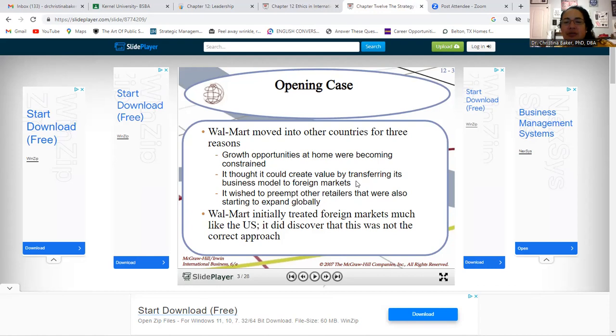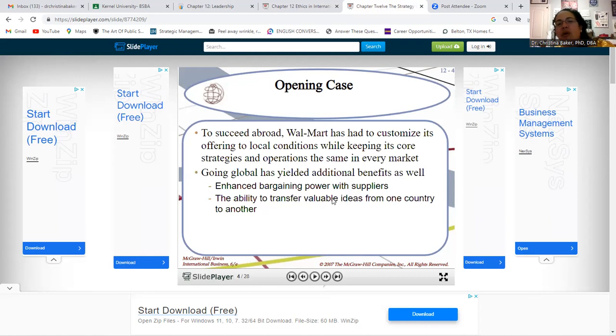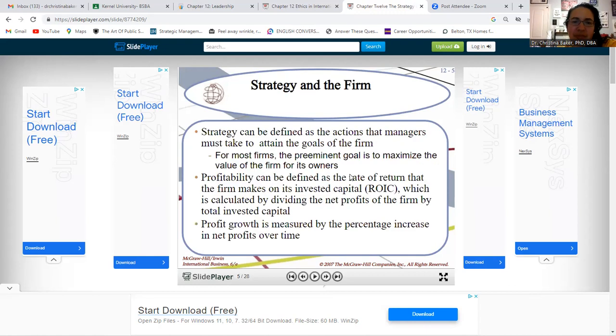Walmart initially treated foreign markets much like the US, which proved not a direct approach. To succeed abroad, Walmart had to customize its offerings to local conditions, while keeping its core strategies and operations the same in each market. Going global has yielded additional benefits as well, enhancing bargaining power with suppliers and the ability to transfer valuable ideas from one country to another.